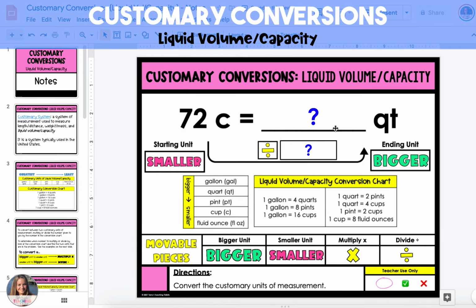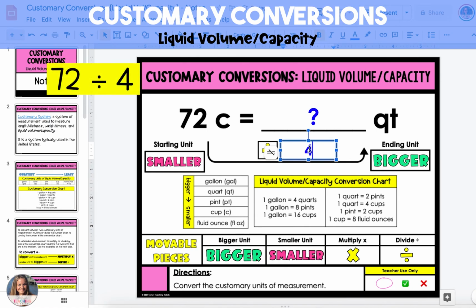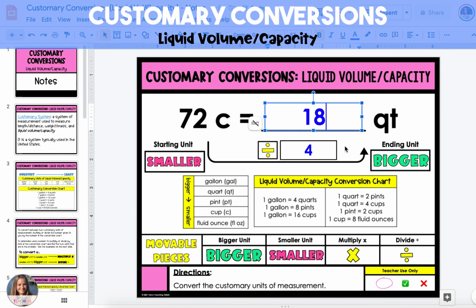So we're going to look at our conversion chart. We're going to find where cups and quarts have the conversion rate, and 1 quart is equal to 4 cups. So we're going to divide by 4. 72 divided by 4 is 18. So 72 cups is equal to 18 quarts.